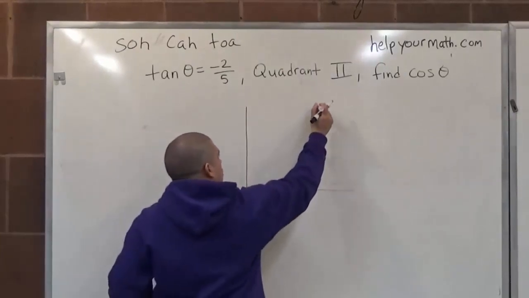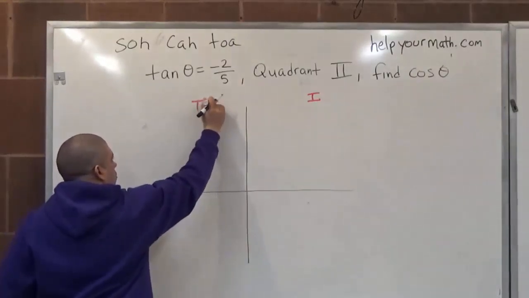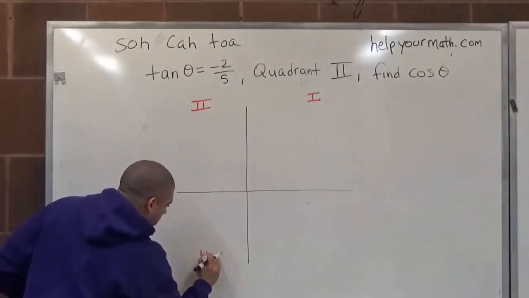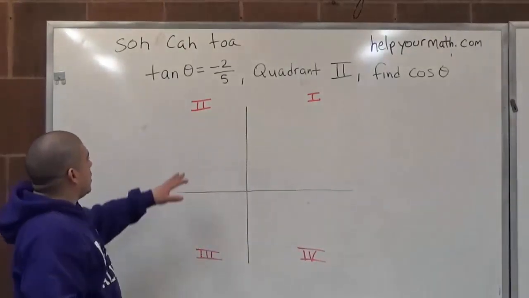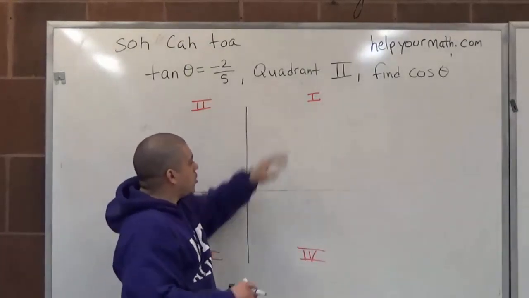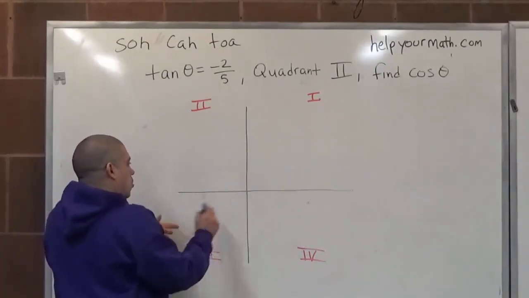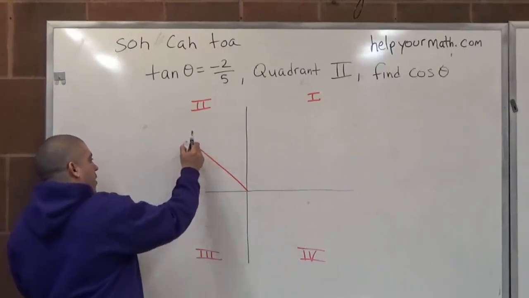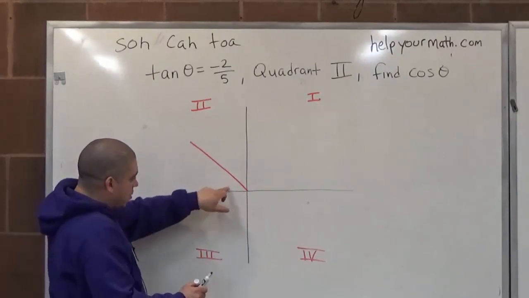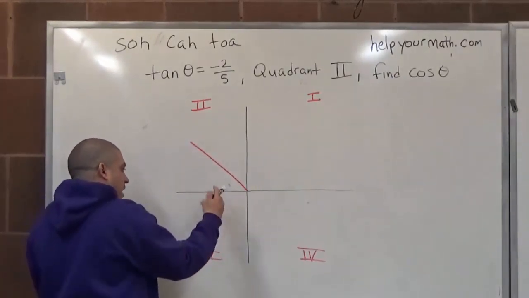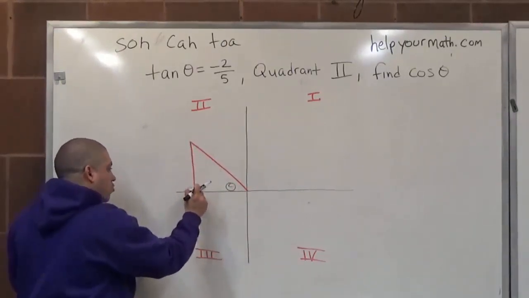So this is quadrant 1, this is quadrant 2, this is quadrant 3, and this is quadrant 4. We know that this angle terminates in quadrant 2, so it's somewhere over here. That's where the angle finishes. But we're going to look at the reference angle. This angle right here is known as the reference angle, the angle that gets to the x-axis. So this is my reference angle. And then we're going to create a right triangle here.